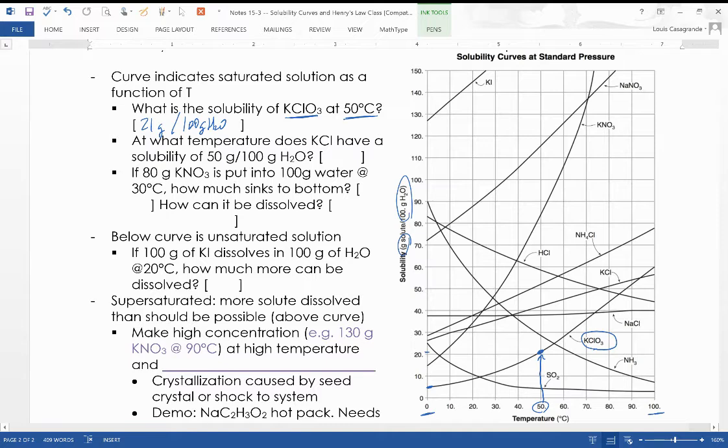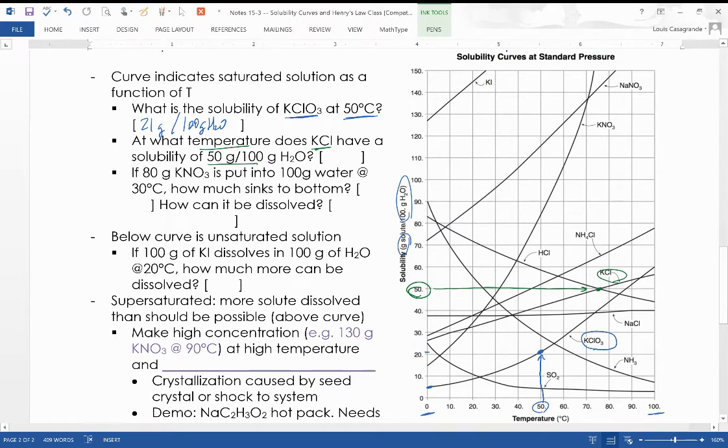Next, I want to know, let's change colors, at what temperature does KCl, potassium chloride, not potassium chlorate, have a solubility of 50 grams per 100 grams of water? So I'm going to come up to my 50 grams of water here, and I'm going to come over to my KCl curve. KCl is this curve right here.